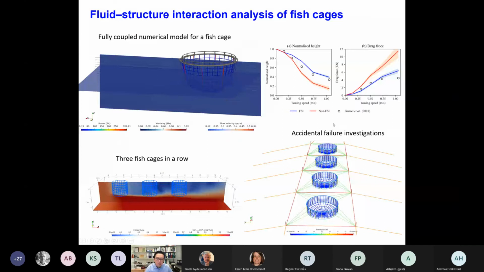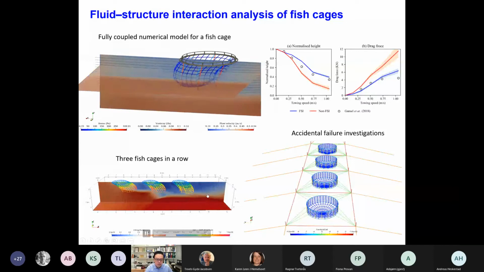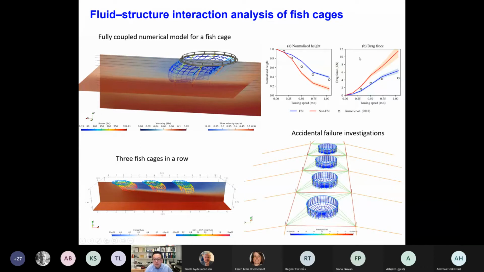And also the fully coupled model, you can see here is the structure response, including the flow around structures, and also the shielding effect. So this has been written in a paper. Now it's under review in the Journal of Fluids and Structures. And also we compare with the experiment data based on the speed and the forces.